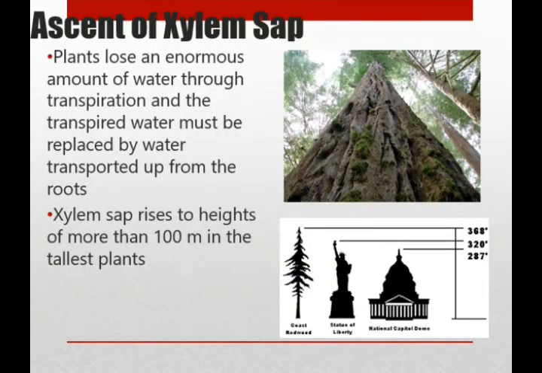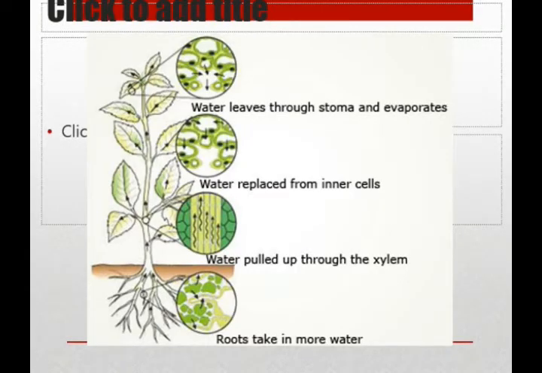Plants lose an enormous amount of water through transpiration, and transpired water must be replaced by water transported up from the roots. Xylem sap rises to heights of more than 100 meters in the tallest plants. As you can see here, the roots take in more water. Water is pulled out to the xylem. Water is replaced for inner cells. And lastly, water leaves through the stomata and evaporates. So the movement of water is from the ground all the way to the air, to the top of the tree or the plant.